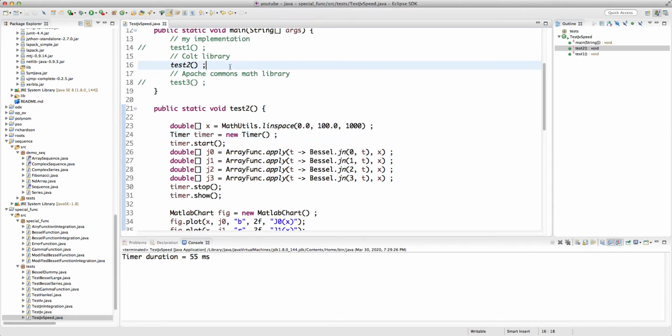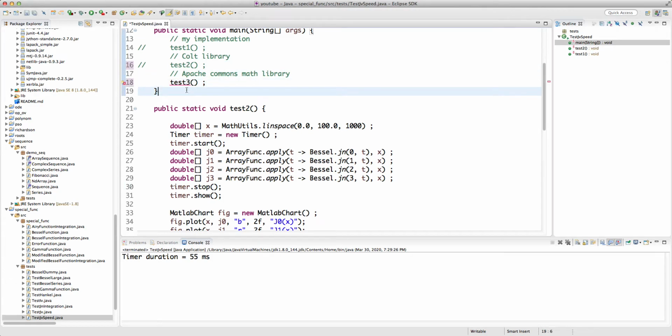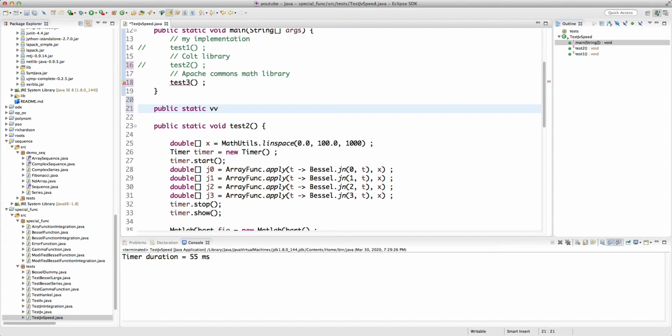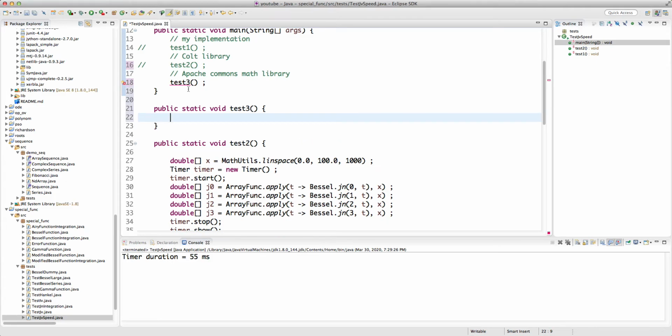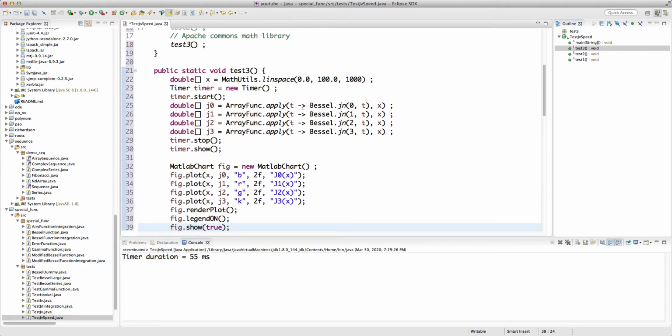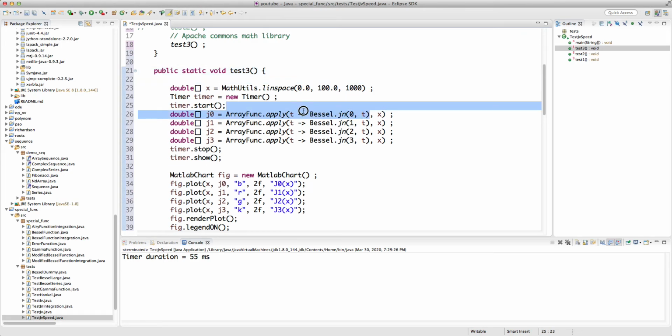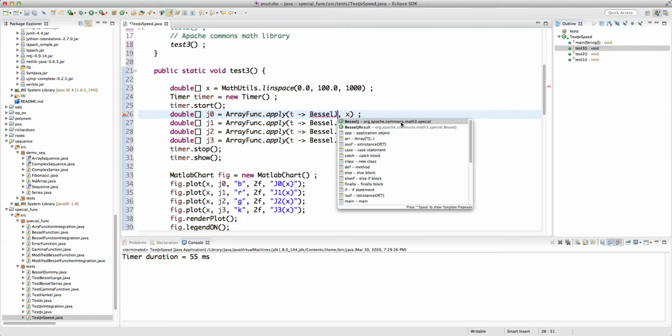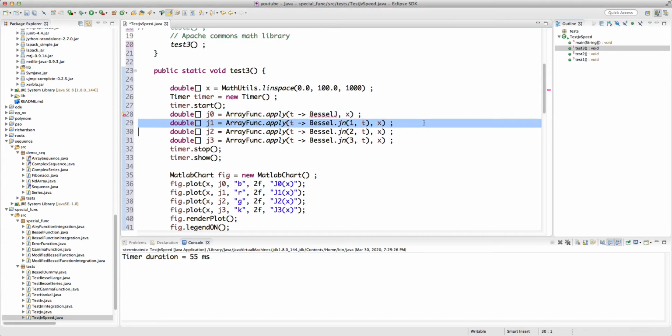All right, now the last one is the Apache Commons one. So public static void test3, and the code is pretty much going to be exactly the same, but here we are going to use the BesselJ from Apache. We're going to import it from org.apache.commons.math3.special. It has a method called value. Notice that it is also a static method, and the good news is that it does implement double orders, not just integer orders, so that's good.